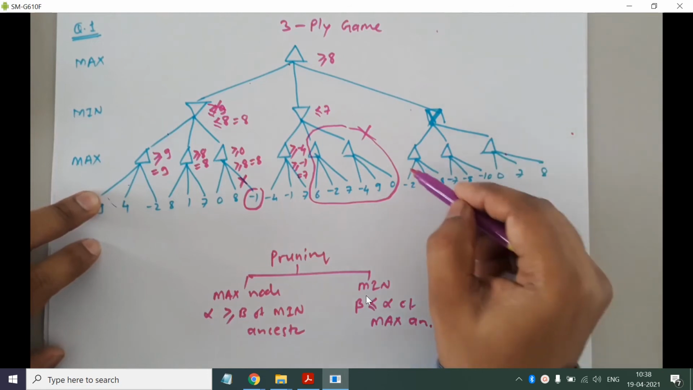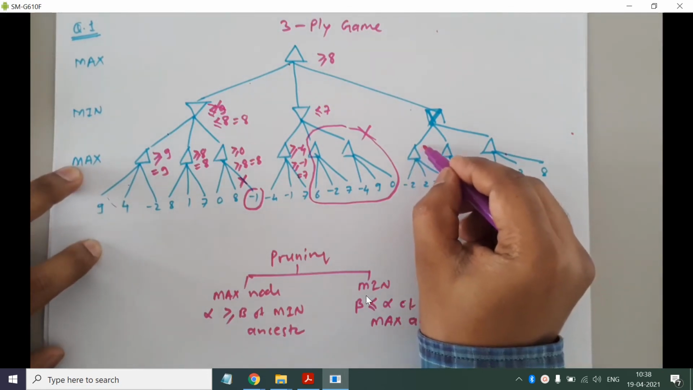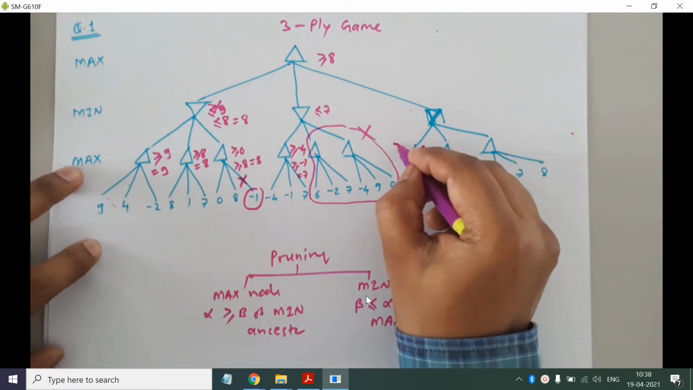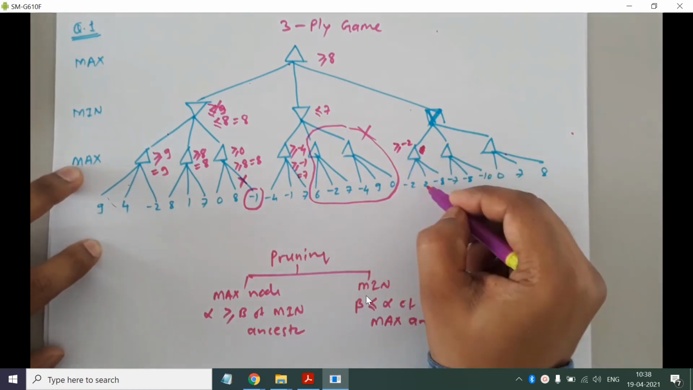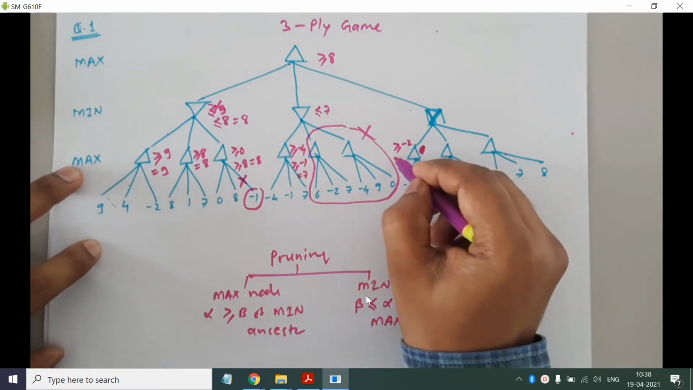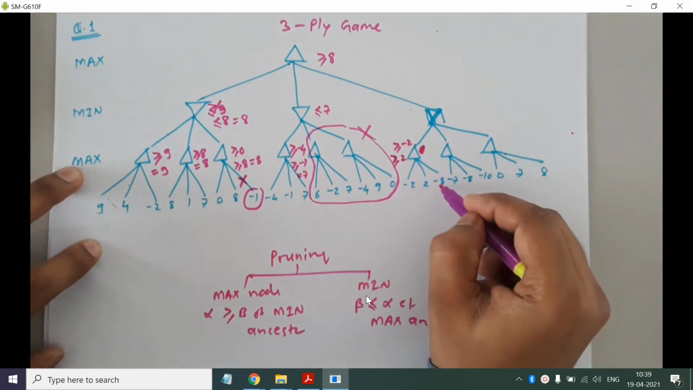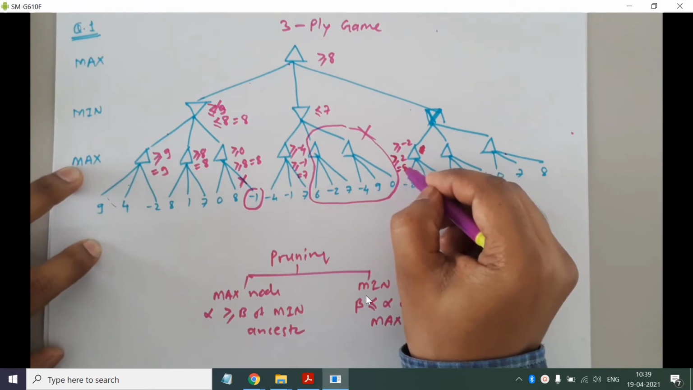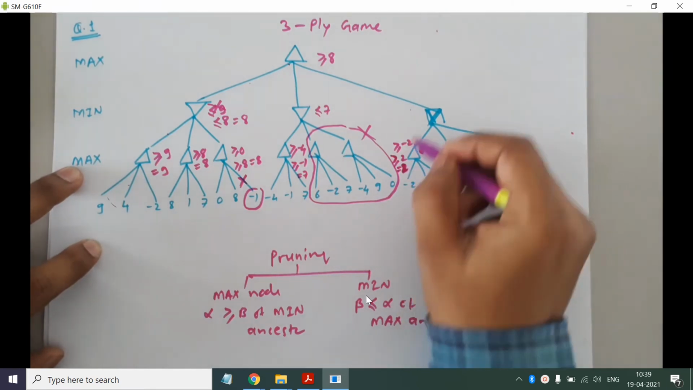Here we have the max player, so with minus 2, its alpha value will become... sorry, he wants to maximize, so alpha is greater than or equal to minus 2. Then we have 2, so it will be updated: greater than or equal to 2. And then we have minus 8, and minus 8 is lesser than 2, so alpha stays 2. Okay, so we'll come here.